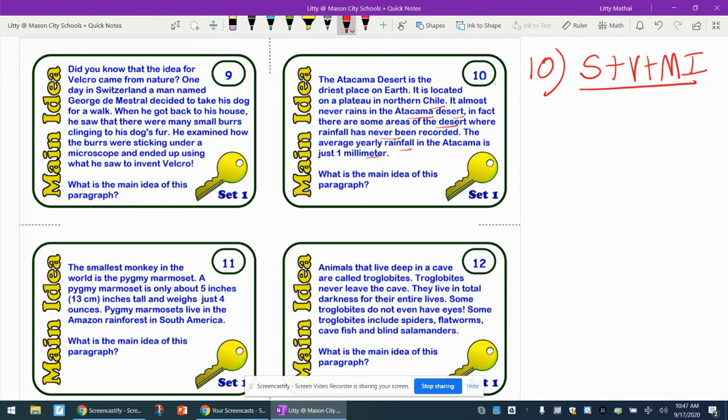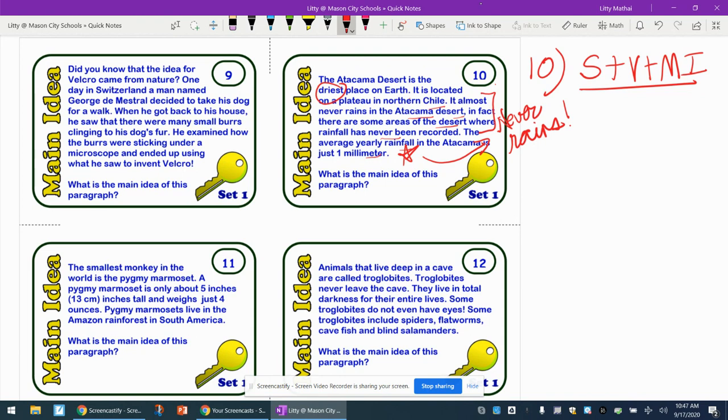Here we go. I'm noticing the word driest because it's a desert. It's located on a plateau in northern Chile. It almost never rains. In fact, there are some areas where rainfall has never been recorded. So if I were to say, what is the big idea there? I would put, it never rains. That is huge. The average yearly rainfall is just 1 millimeter. Now, this is kind of a detail that supports that it never rains. So I think me just saying never rains is probably enough, because to me, that's the main idea, right?